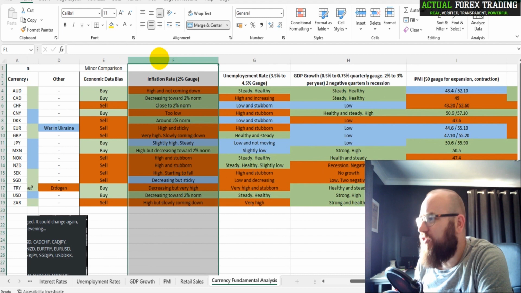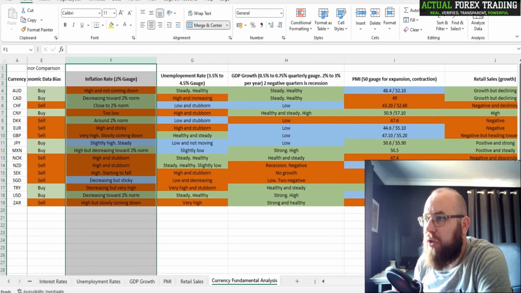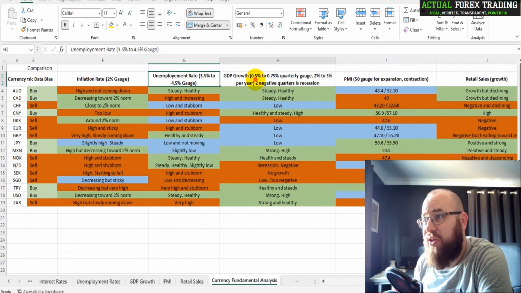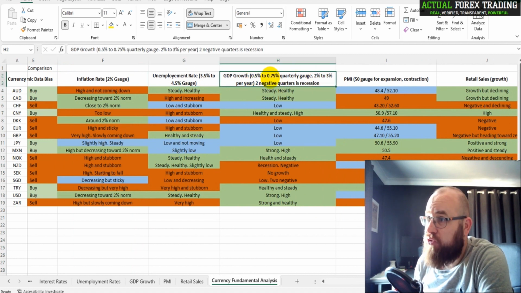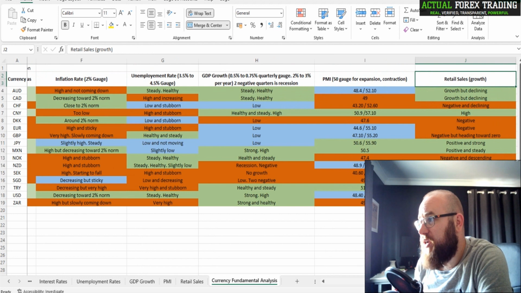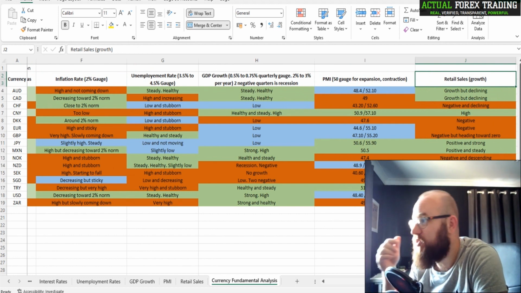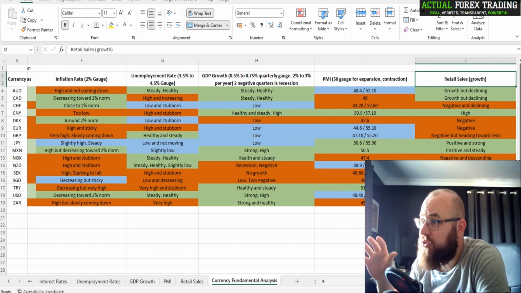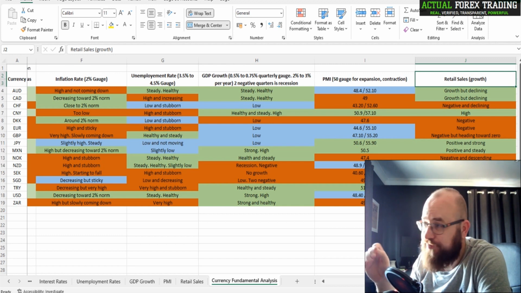There's lots of economic data that you can follow. I personally follow inflation, unemployment rates, GDP growth. That's quarter on quarter. This is month by month. This is year on year. PMI, retail sales. You could follow lots of other things too. Non-farm payrolls, trade balance, that sort of thing. This is what I focus on. Focus on something that interests you.